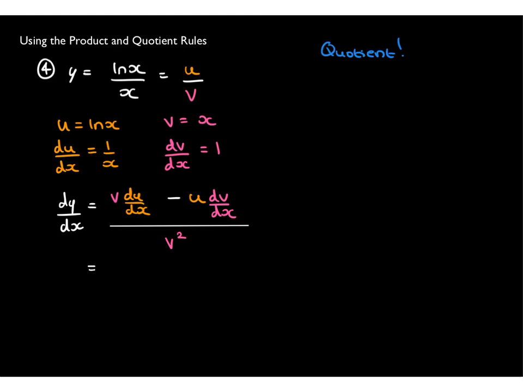So we want v multiplied by du by dx. Now, we've done this example really already in the previous question, just taking the reciprocal of it. So x multiplied by 1 over x was just going to give me a 1. I'll write that in straight away. Minus u multiplied by dv by dx, so that's subtract ln of x. And then I want to divide by v squared, which is just x squared.